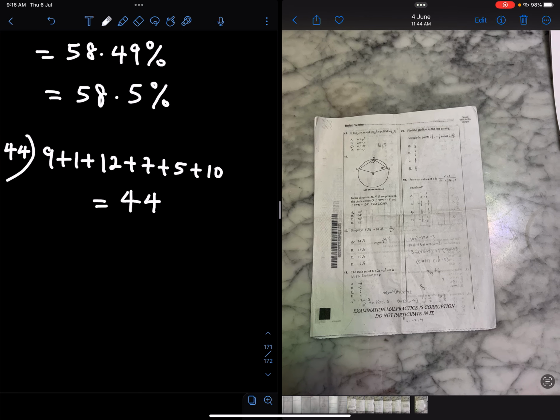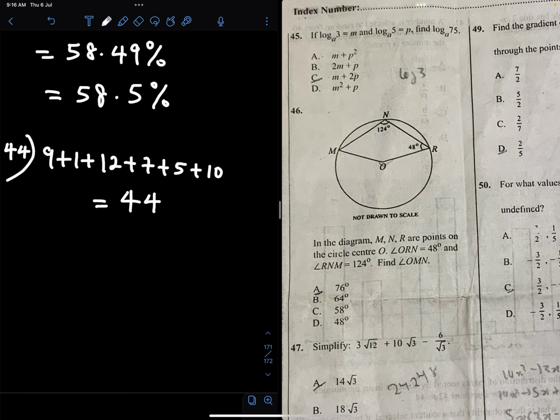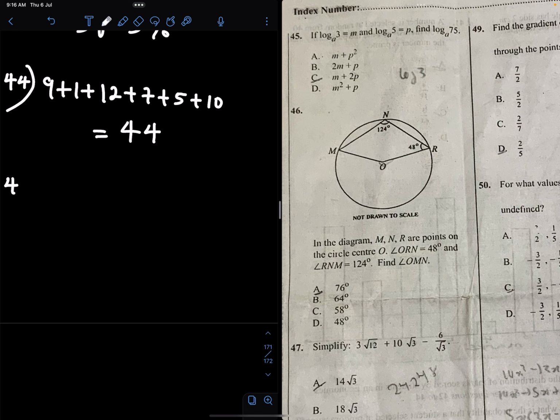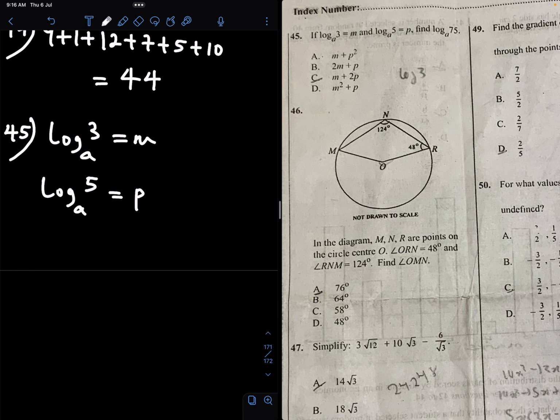Number 45. Let's see. What's number 45? That's a piece of cake. If log 3 base A is equal to M, and log 5 base A equals P, find log 75 base A. Okay, log 75 base A. Log 3 base A is M, and log 5 base A is P. How do we find log 75 to base A?